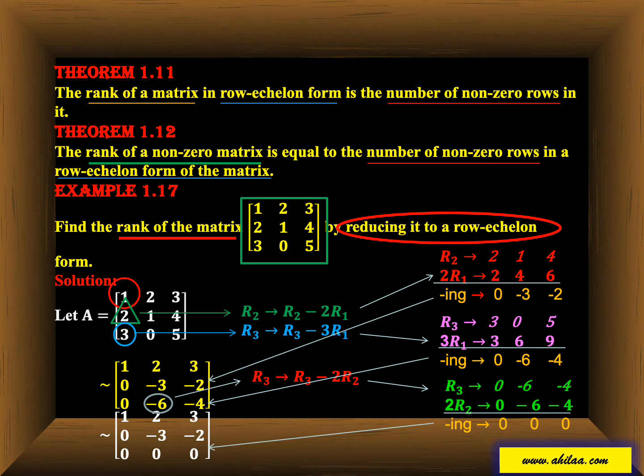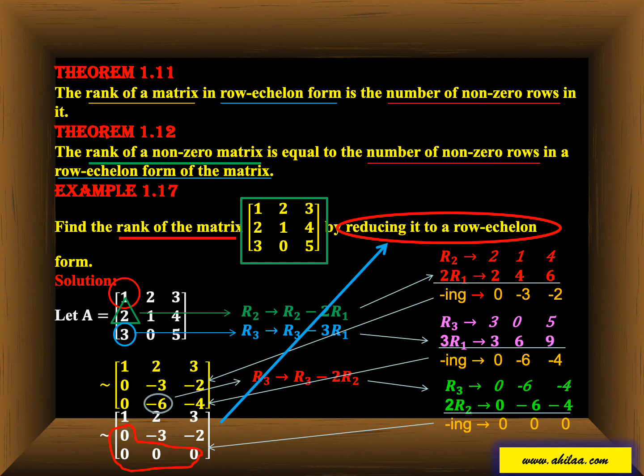So I substitute, and the equivalent matrix I got is 1, 2, 3, 0, minus 3, minus 2, 0, 0, 0. No more possibility to make the other elements 0. So is it in echelon form? Yes. From the bottom and from the left all the elements are 0. So it is in row echelon form.